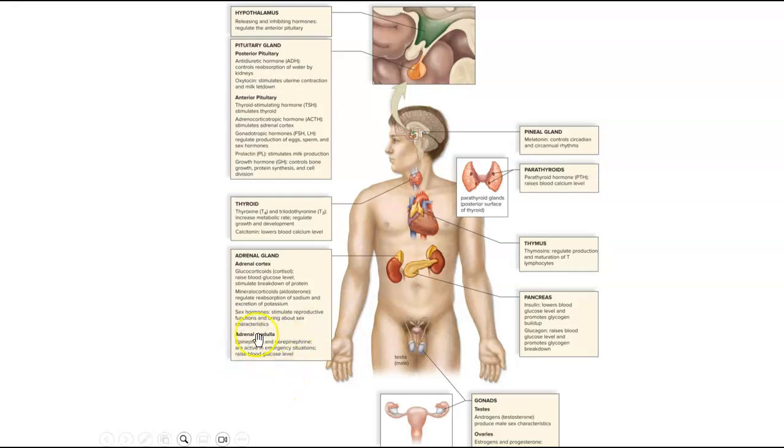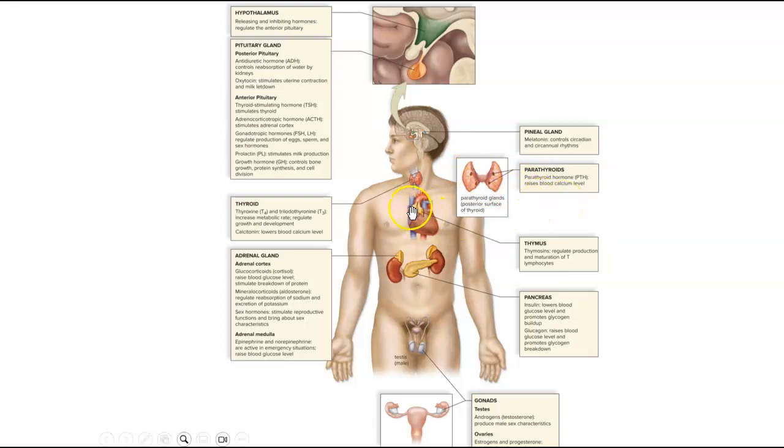We use those hormones when we're in a fight or flight situation or an emergency situation. They raise our heart rate and our breathing rate, and they cause our blood sugar to rise, so we're getting more sugar to our cells, that kind of thing. The pineal gland is in the brain, and it produces melatonin for sleep. And the parathyroid glands are on the posterior side of the thyroid gland. There are 4 of them, and they produce PTH, or parathyroid hormone, which raises blood calcium levels.